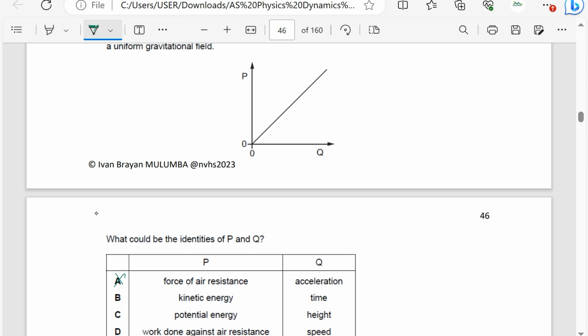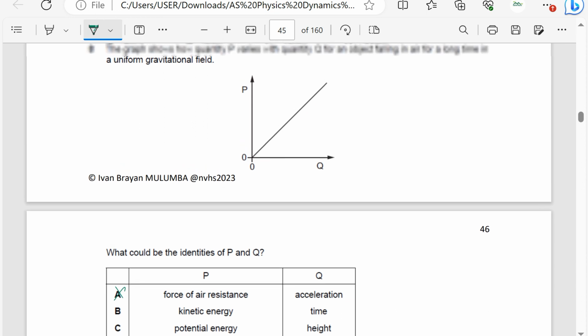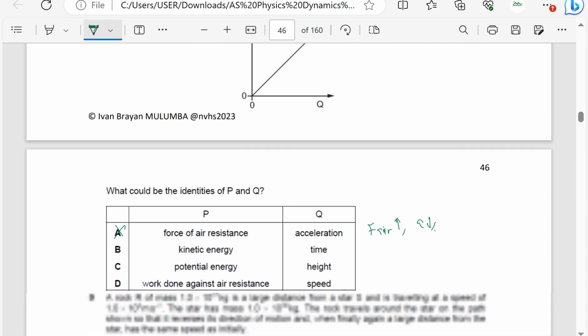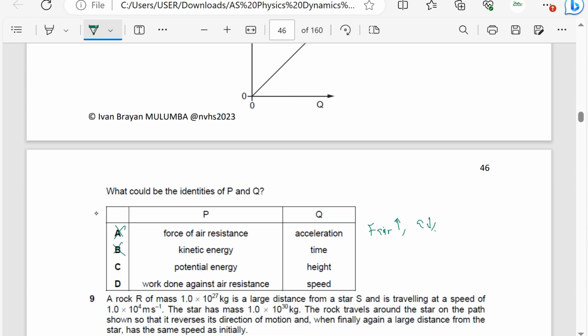Why? Because as the object is falling, the speed is going to be increasing. That means as the force of air resistance increases, because it increases with the speed, the acceleration must be decreasing. So this makes A wrong, because we don't see acceleration decreasing when the force increases. Then B, kinetic energy against time. This is also going to be wrong.